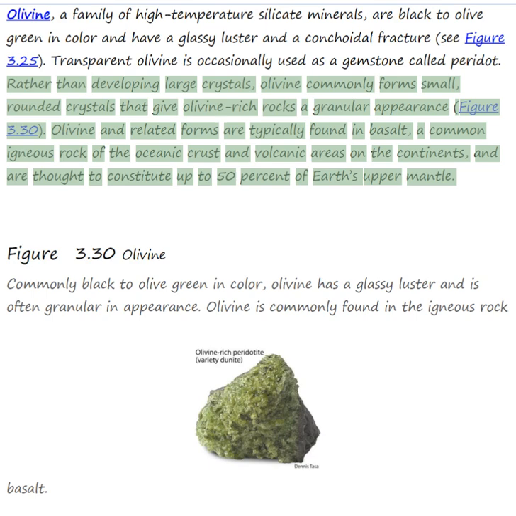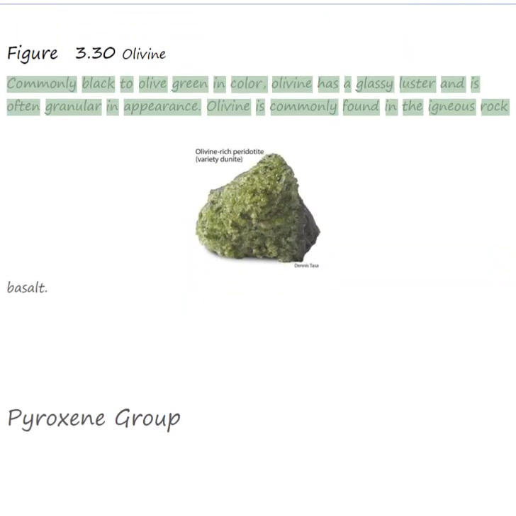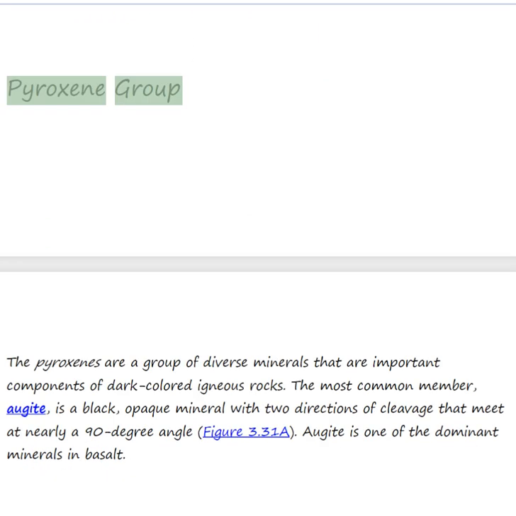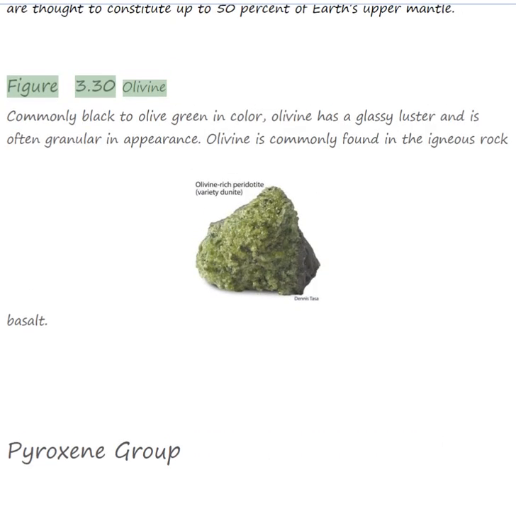Olivine and related forms are typically found in basalt, a common igneous rock of the oceanic crust and in volcanic areas on the continents, and are thought to constitute up to 50% of Earth's upper mantle. Commonly black to olive green in color, olivine has a glassy luster and is often granular in appearance. Olivine is commonly found in the igneous rock basalt. Figure 3.30 Olivine.